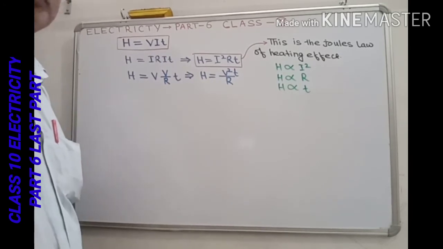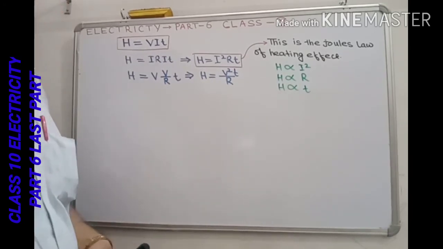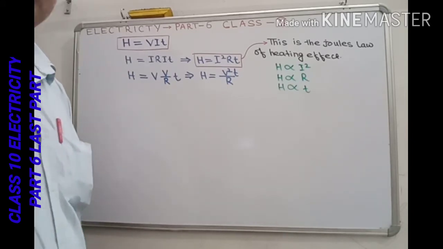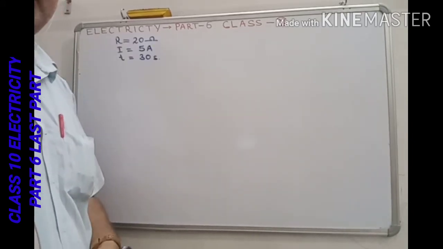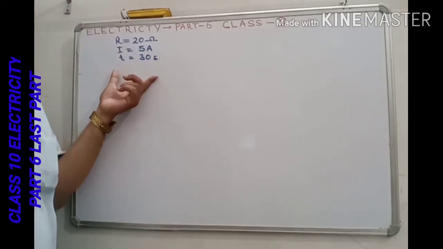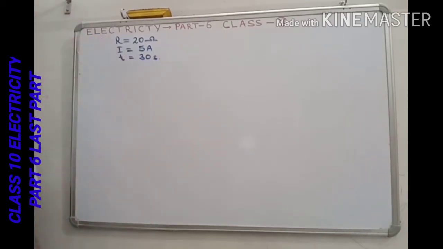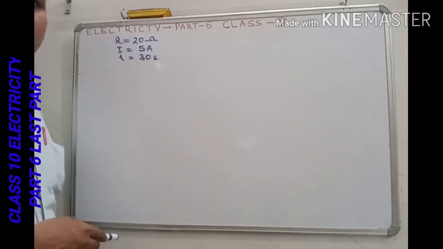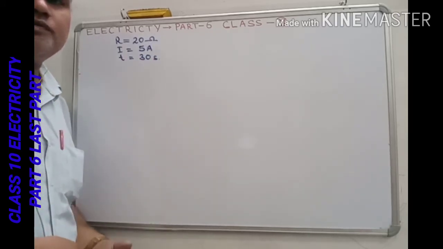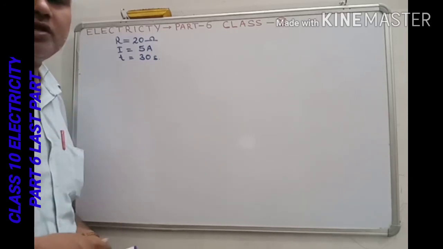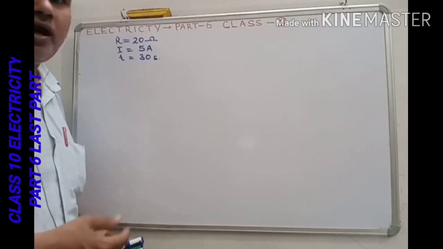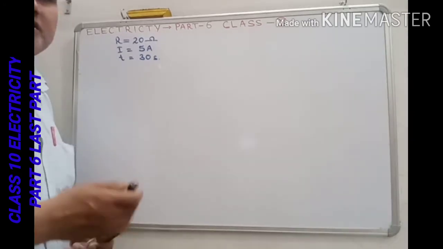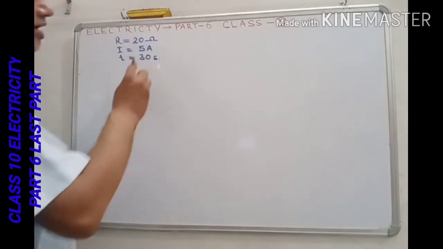Let us now solve a very simple numerical problem based on the heating effect of the current. Consider this example. Suppose an electric iron has a resistance of 20 ohms and a 5 ampere current is flowing through it for a time of 30 seconds. We are asked to find out how much heat energy is developed in this electric iron.